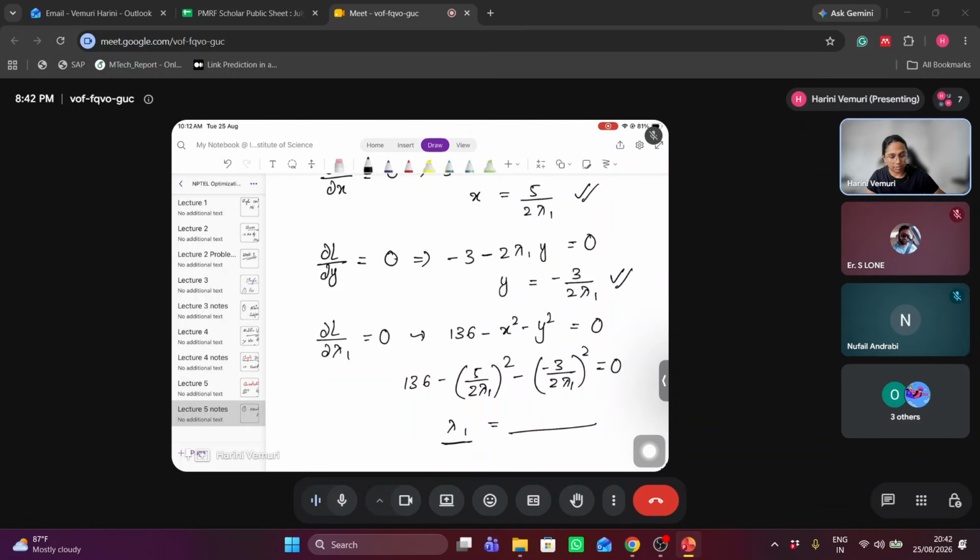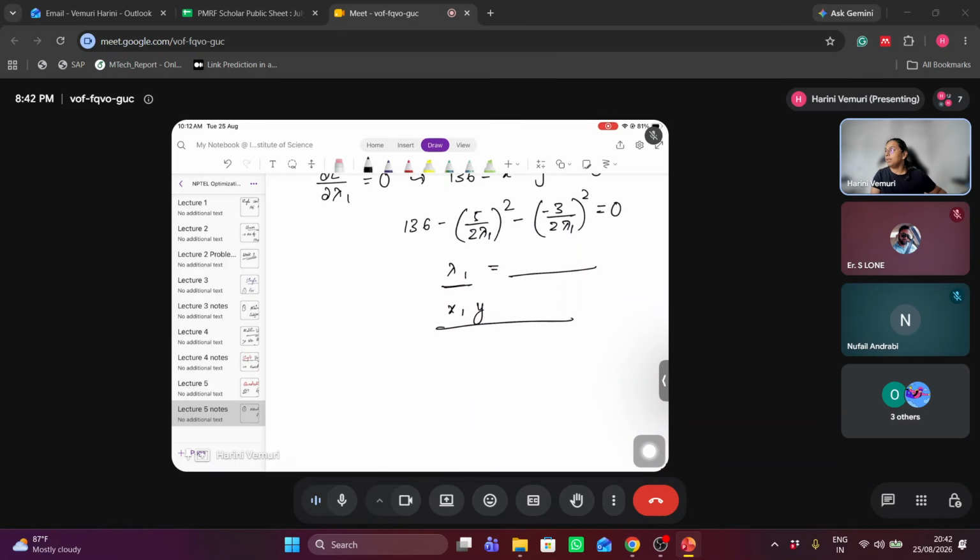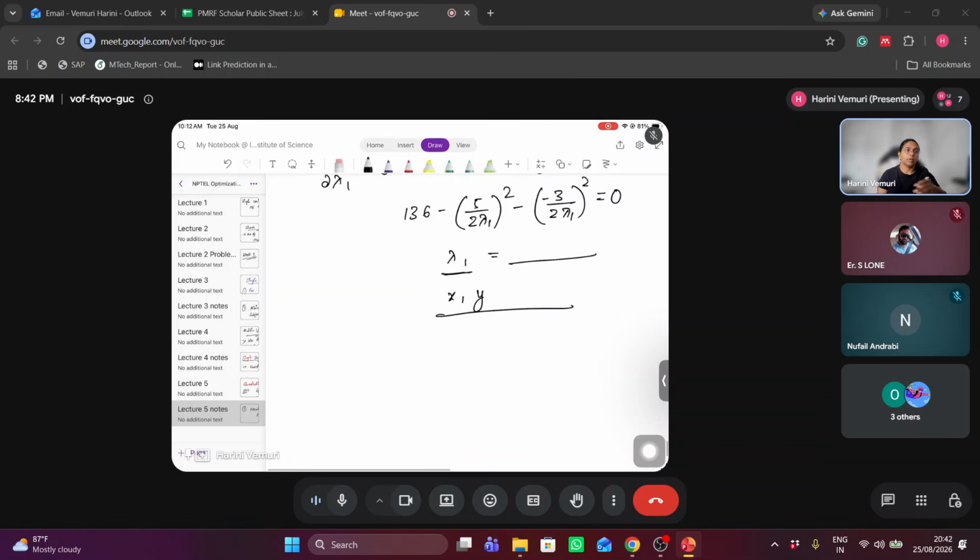Okay, in this 2, x comma y, and then you will get the x comma y value also. Okay, that's how we will solve a Lagrangian problem, an optimization problem with equality constraints.